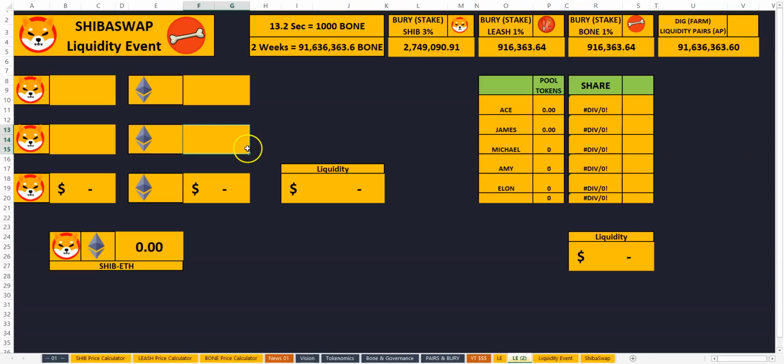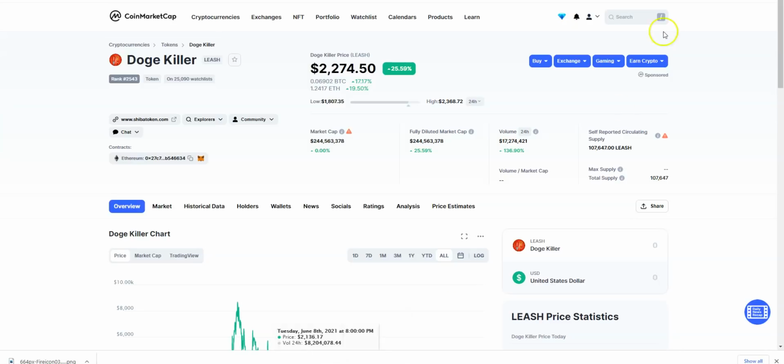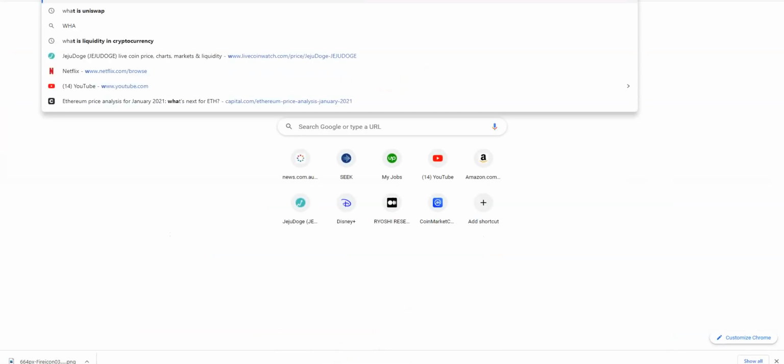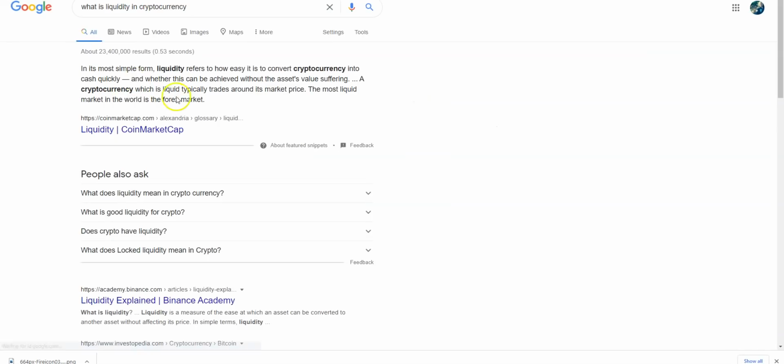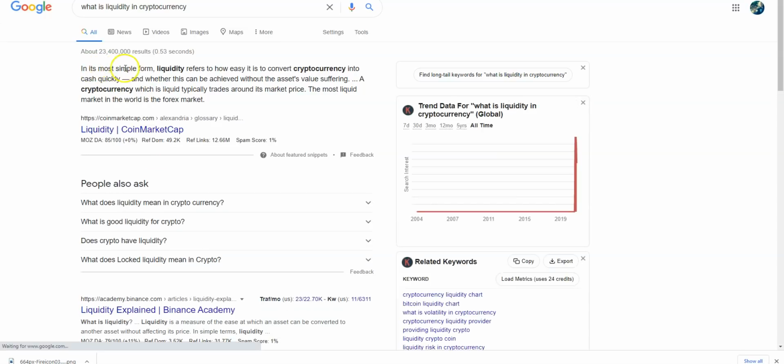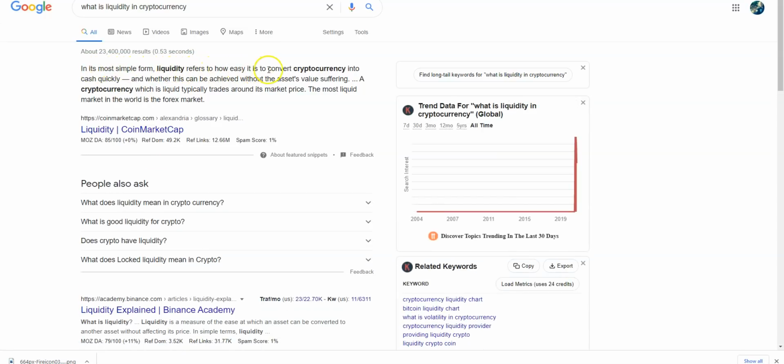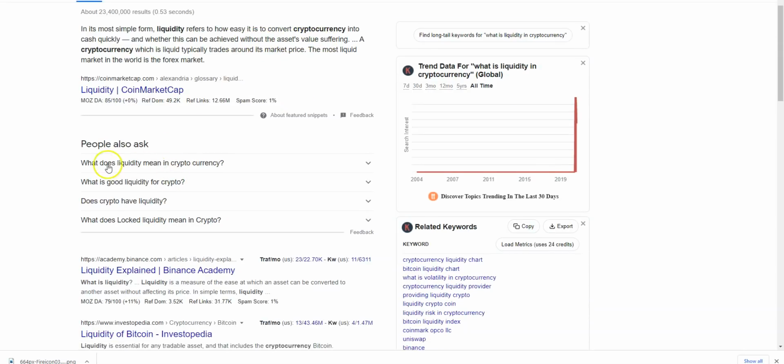But don't worry, before this gets more confusing, I'm going to try and explain it a bit more. Some people don't even know what liquidity is, and that's totally fine. I didn't until I read this stuff. So let me see if we can jump onto Google and find out what liquidity is in cryptocurrency. Okay, hopefully this is a good definition. In its most simple form, liquidity refers to how easy it is to convert cryptocurrency into cash quickly, and whether this can be achieved without the asset's value suffering. So that's a pretty good definition. Let's see what else it says about liquidity in cryptocurrency.